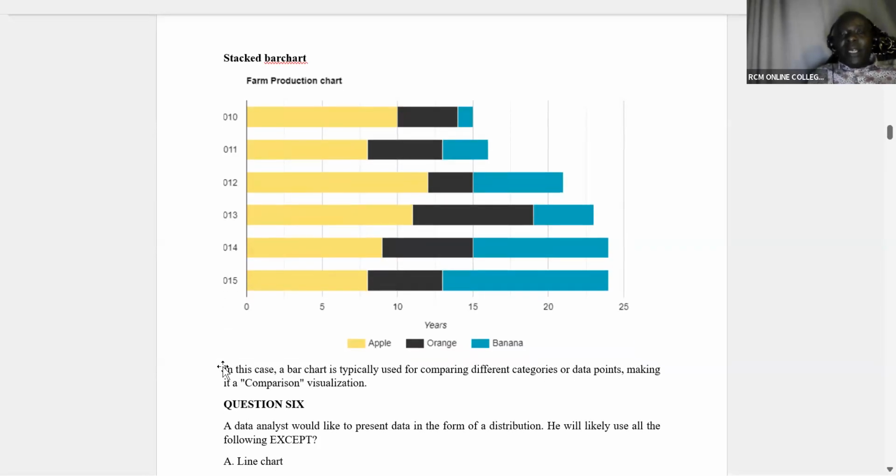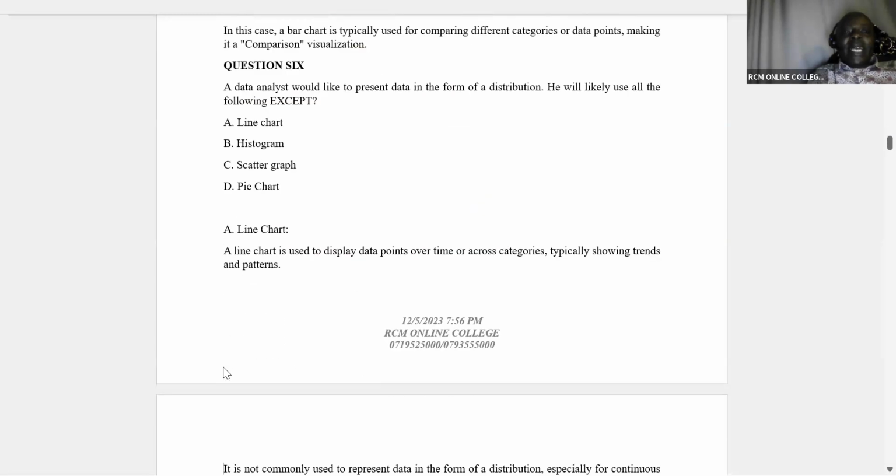Question number 6. A data analyst would like to present data in the form of a distribution. He will likely use all the following, except the distribution. Of course, the very best way we capture it is using what here? A histogram. Histogram is the number 1 form of visualization for distributions, where you draw your frequency charts, and then you're able to see how the distribution of the data points is. Do we have in this case some points which are really clustered around the mean? If many of them are clustered around the mean, then this may end up being a normal distribution.